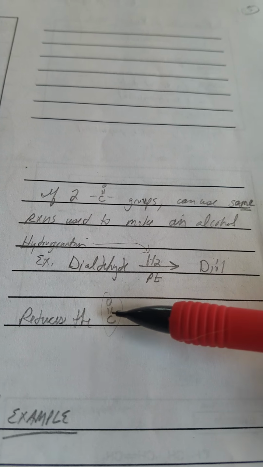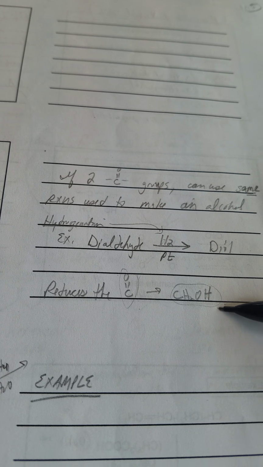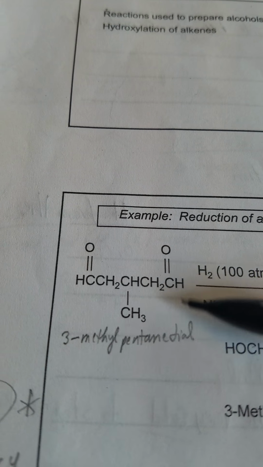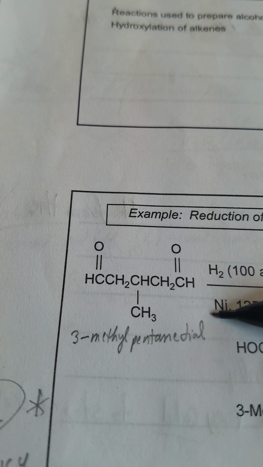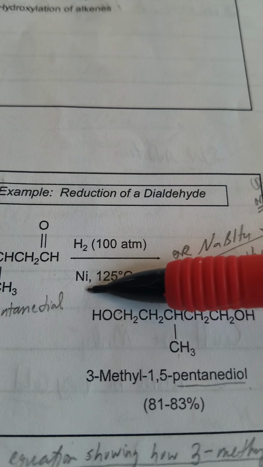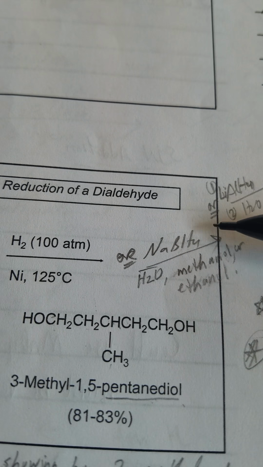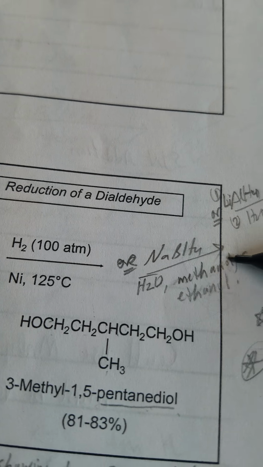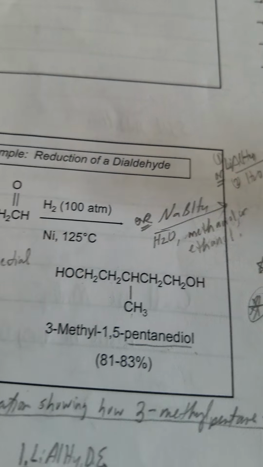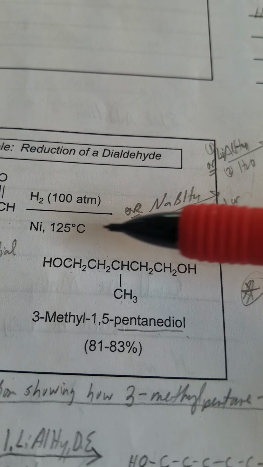I'm going to reduce my aldehydes, or my carbonyl carbons, to OH groups. So an example here is a dialdehyde. So you have an aldehyde group on both ends. You'll use your hydrogen, and in this case nickel. Or you could have used your sodium borohydride that we talked about earlier, or even lithium aluminum hydride. So you can use any of these reduction processes that we did. And what that's going to do is reduce the carbonyl carbons down to OH groups.